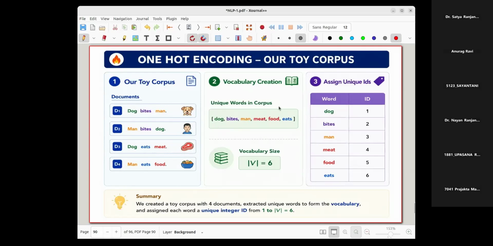Now what is the size of the vocabulary? The size of the vocabulary is 6, because there are 6 unique words present in the vocabulary. So we call the vocabulary size 6. This is the first step, once the vocabulary is created.